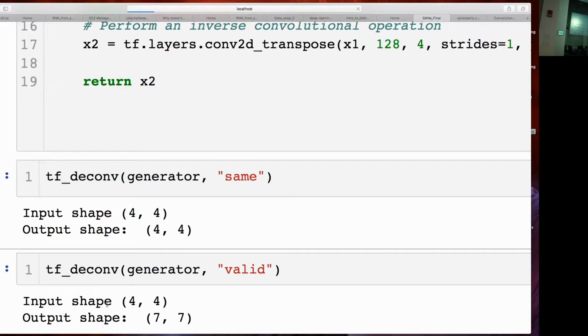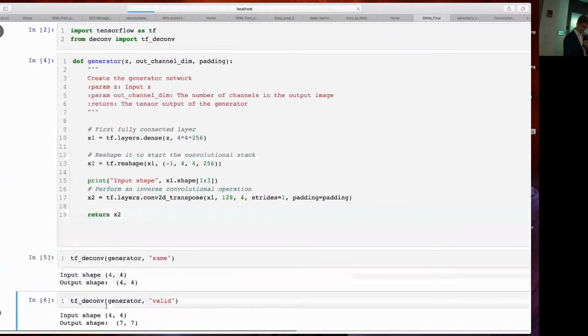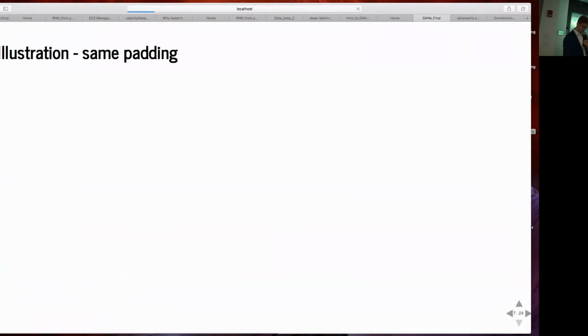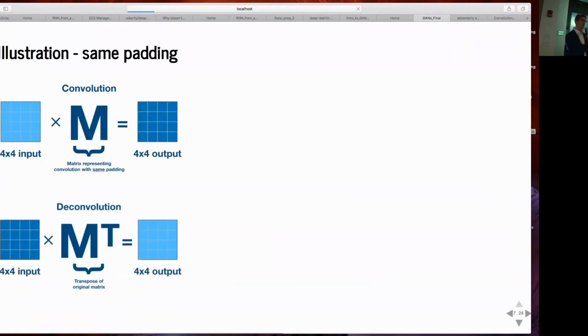For those of you that ever have to actually build GANs, this definitely caused me a lot of headaches, and I think it causes a lot of people headaches when they're learning this stuff. So hopefully this clears up that point. All right.